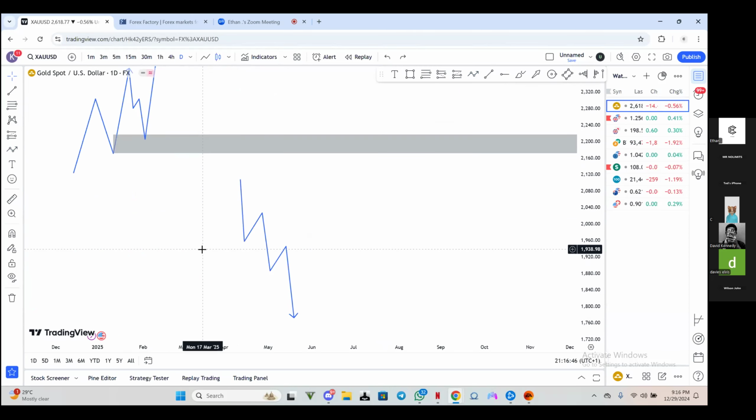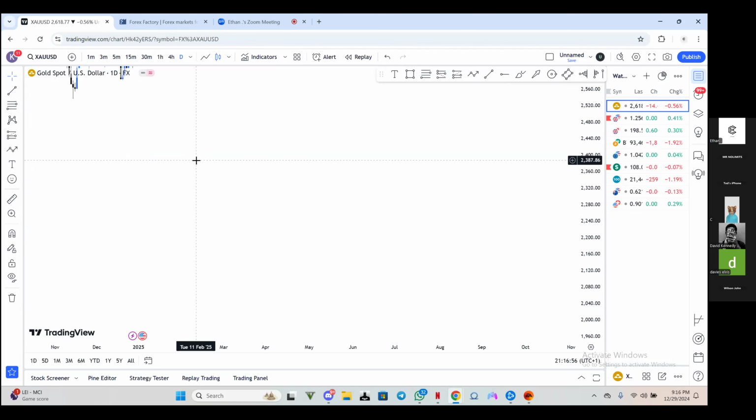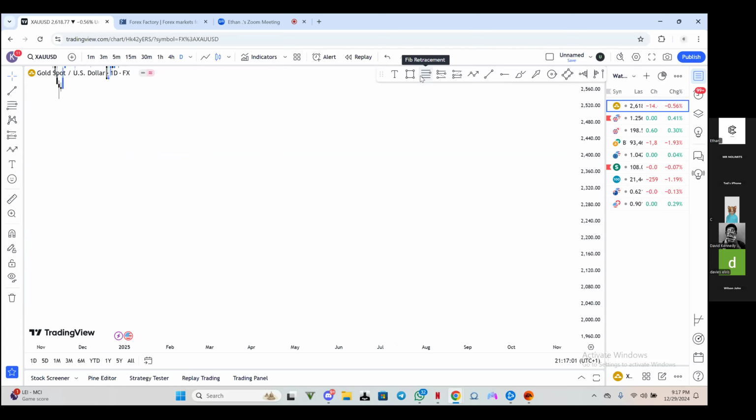So now, that's what supply and demand is. Now, how do you find your supply and demand? There are three criteria to find your supply and demand. Let me just call it an order block. There are three criteria. The first one is, like I said yesterday in the class, I taught you guys break of structure and fair value gap.